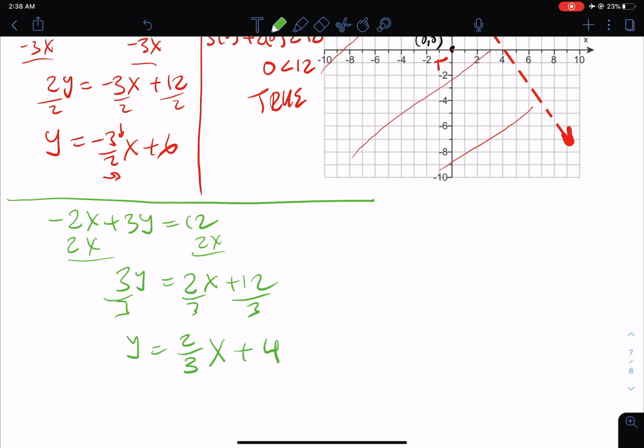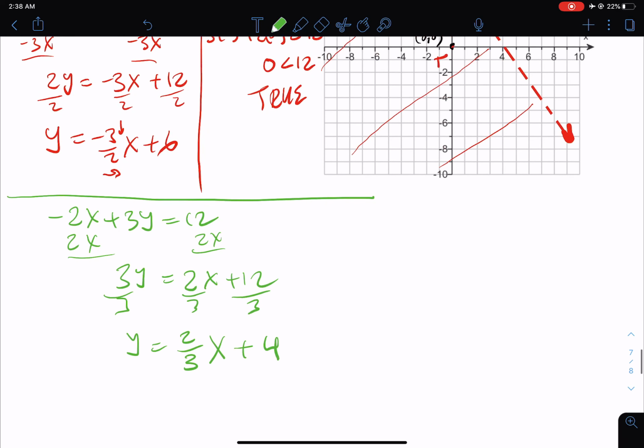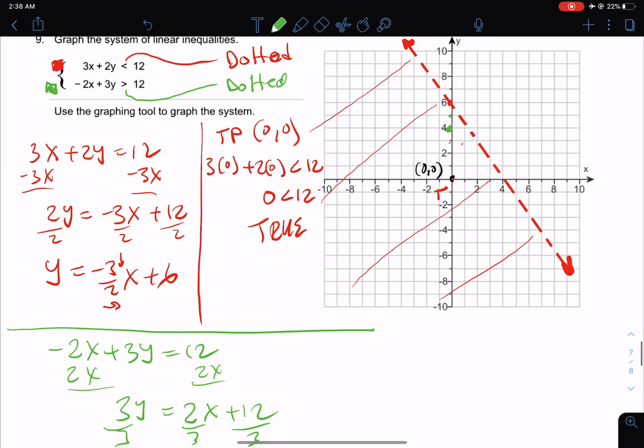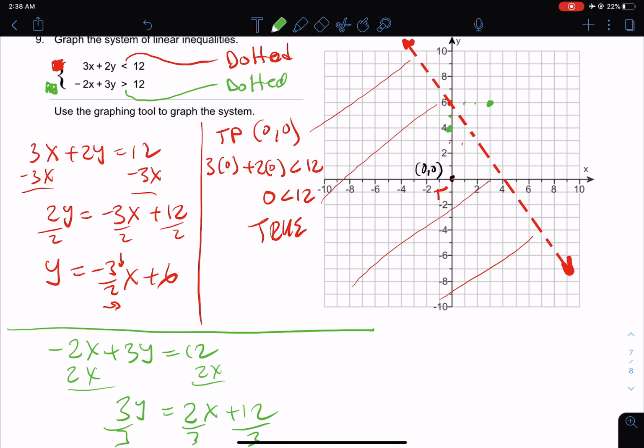So I go up to 4, and my slope is up 2, right 3. Up 2, right 3. There it is. And I go over here, and I go ahead and crease that. Whatever, the weight of the line.